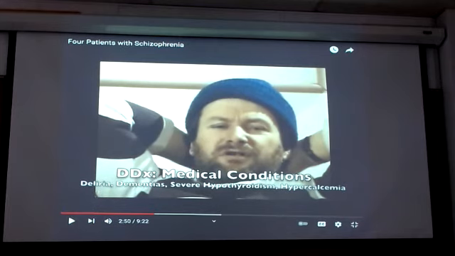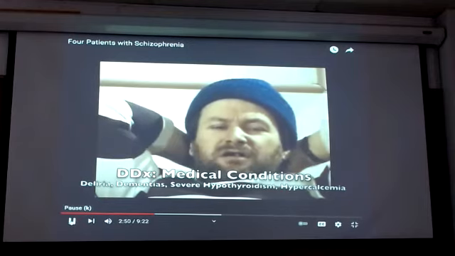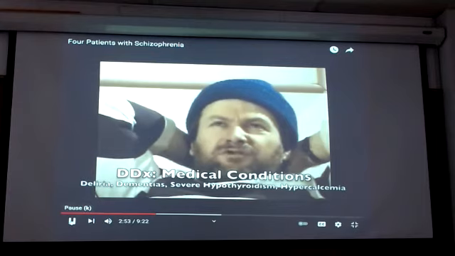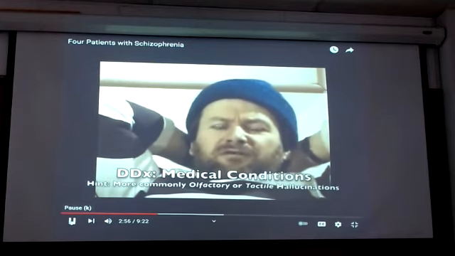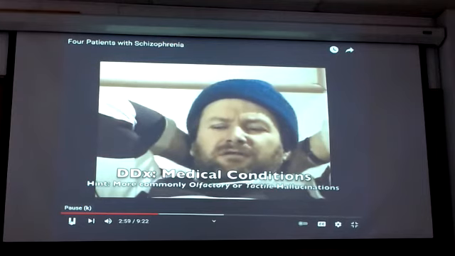Like these are his diagnoses: deliria, dementias, severe hypothyroidism, and hypercalcemia, which is high calcium in the blood. And so, medical conditions, they say here, more commonly olfactory, which is your smell hallucinations, olfactory hallucinations, or tactile, which is touch hallucinations.